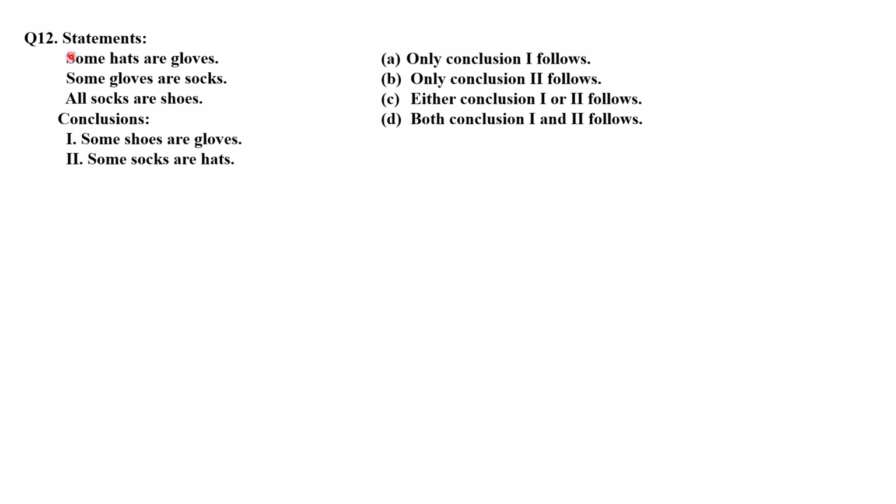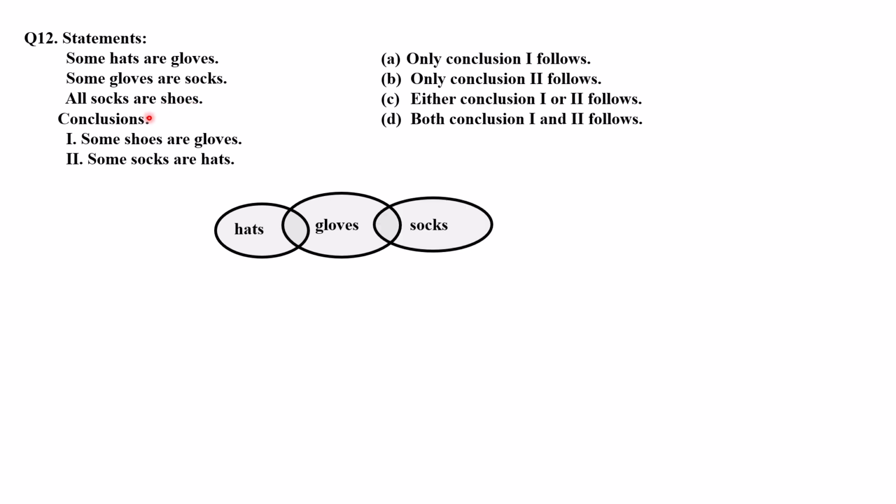Now question number 12, statement and conclusion based question. So three statements are given, based on that two conclusions are drawn, and then you have to choose the correct option, which conclusion is correct. Okay, so first is some hats are gloves. So this is some hats are gloves, then some gloves are socks, then all socks are shoes. So this is the Venn diagram. Next conclusion, you have to just check whether it is correct or not.